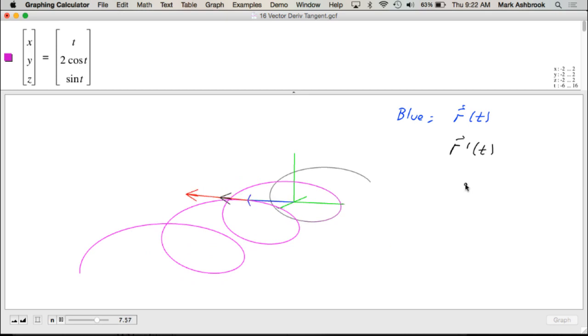Yes. Red is the derivative because it's changing. So black would be the unit. They actually both maintain the same magnitude. They just change direction. So you really don't know until we do it, which is r prime of t. So what is r prime of t?